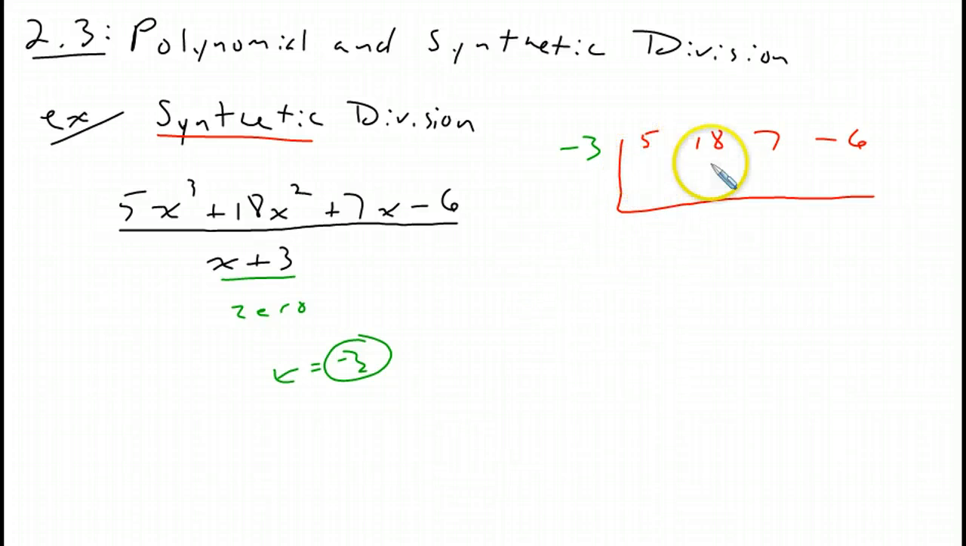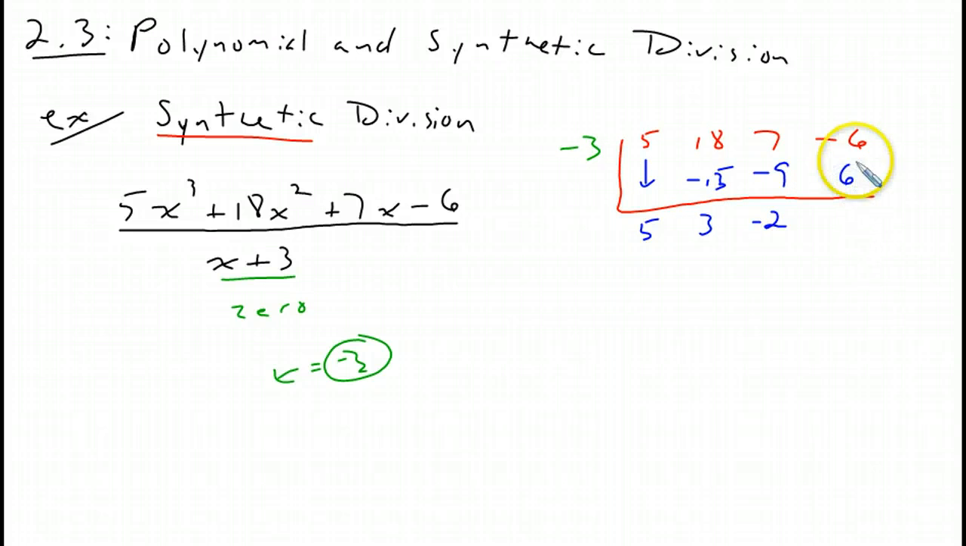Now, always, always, always, in order to do this, you start from left to right just as we would. You're going to bring down your 5, and then you are going to multiply what you brought down by the negative 3. So this is negative 15. 18 minus 15 is 3. 3 times negative 3 is negative 9. 7 minus 9 is negative 2. Negative 3 times negative 2 is a positive 6. 6 minus 6 is 0. This last term right here is your remainder.